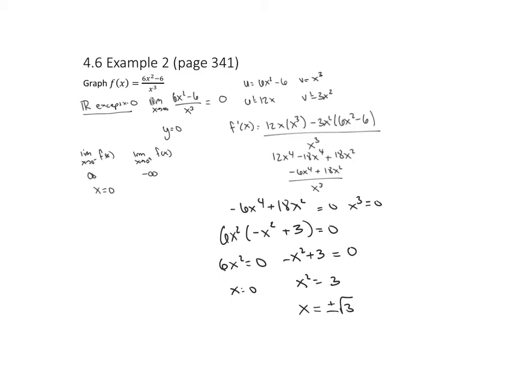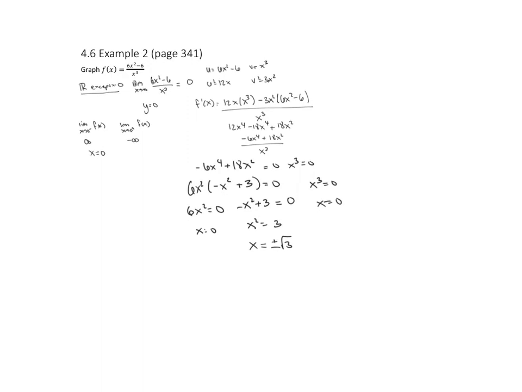And then for my denominator, where it does not exist, x cubed equals 0, so x equals 0. So I'm going to get 3 critical numbers this time. Let's keep going and work on our critical numbers and where we're increasing and where we're decreasing. So we have 0, square root of 3, negative square root of 3.